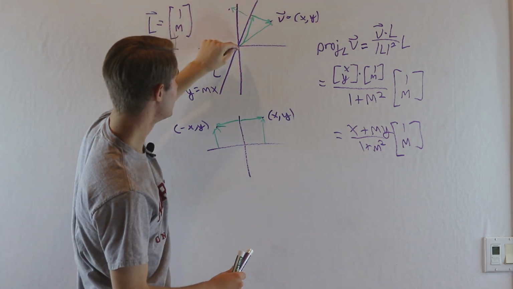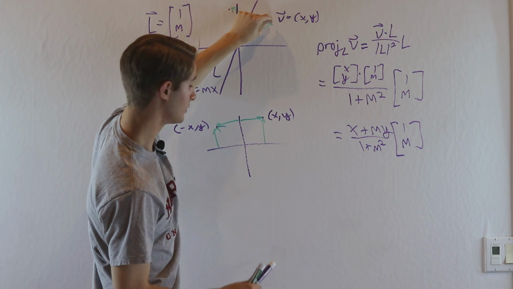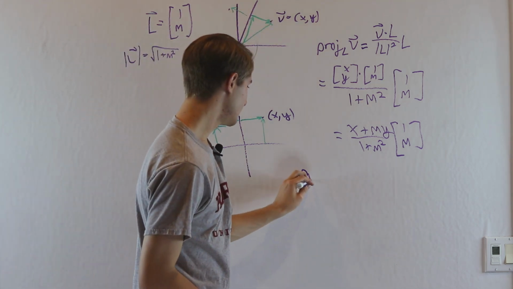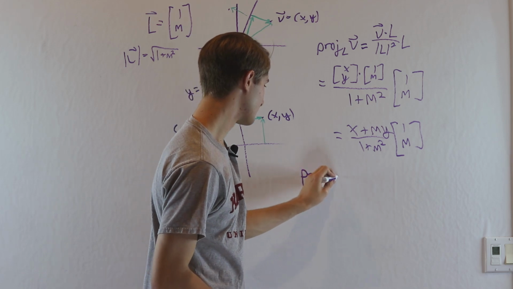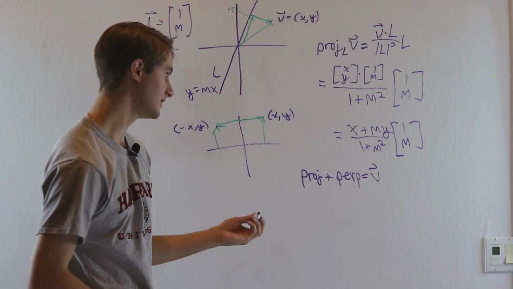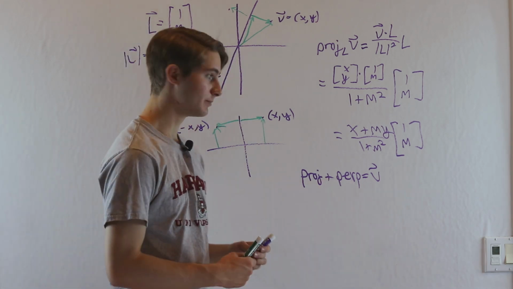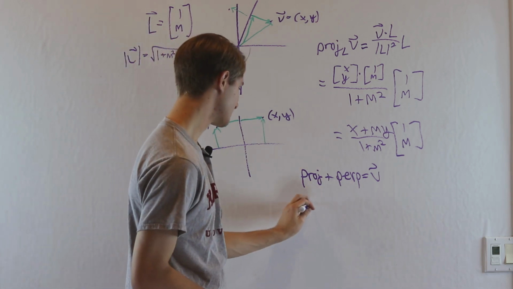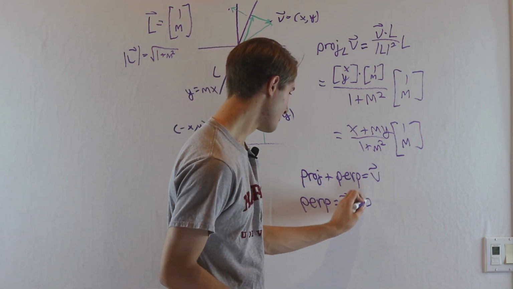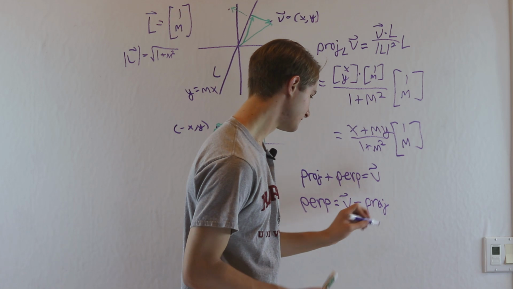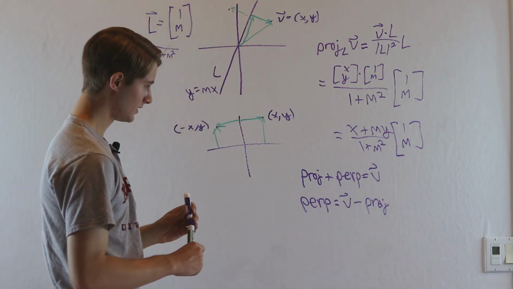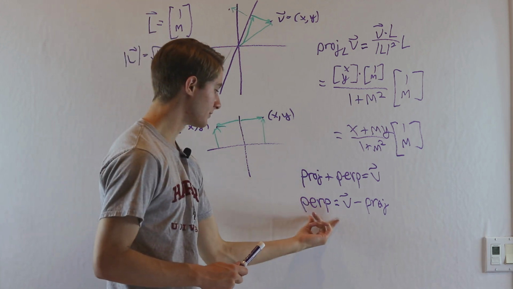And notice if we add the parallel component with the perpendicular component, that's going to get us to our final point. So if we take the vector projection, which is the parallel component, and add the perpendicular component, we get to the vector v. So if we want the perpendicular component, we just subtract the vector projection. And then that gives us that the perpendicular component is going to be v minus the projection. And of course, this is the projection of v onto L. So we have our perpendicular component here.